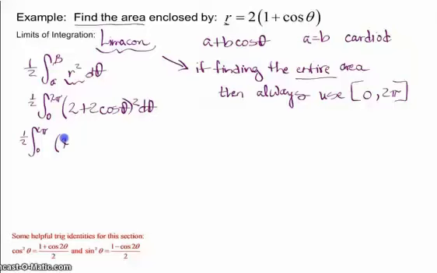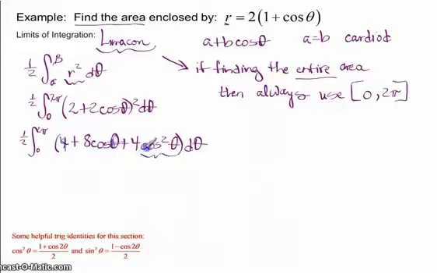So first is 4. Outside is 4 cosine theta. Inside is 4 more cosine theta, so that's 8 cosine thetas. And last is 4 cosine squared of theta. And that's all with respect to theta. So this is fairly easy for us to do. We know how to do this.